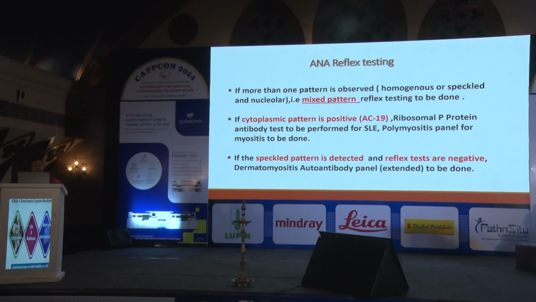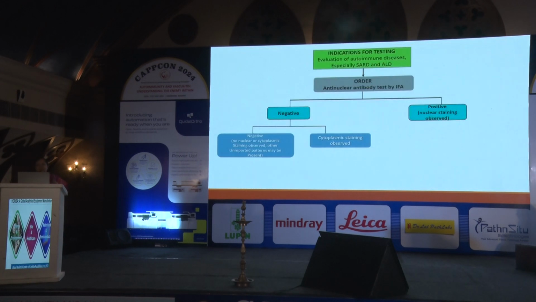If the cytoplasmic pattern is positive, that is AC19 is positive, subsequently we should go for the ribosomal P protein antibody, and if that is negative, then we should go for the polymyositis panel. And if the speckle pattern is detected but reflex ANA is negative, we should always go for the dermatomyositis autoantibody extended panel. So these are the same thing.